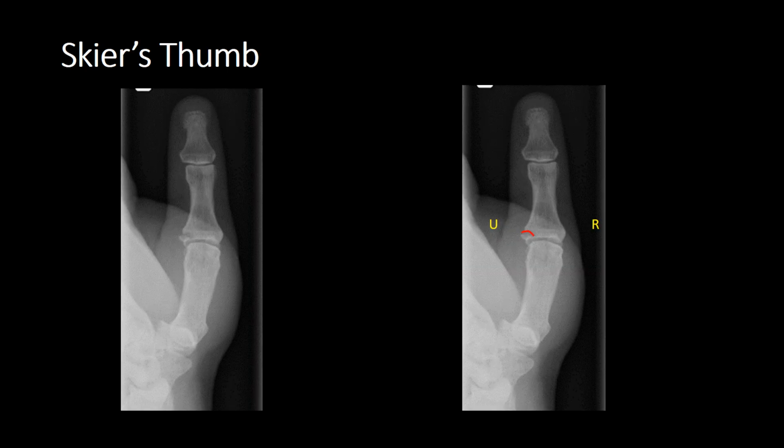Okay, so this is a left thumb. So on the lateral aspect, this is the radial aspect of the thumb, and this is the ulnar aspect of the thumb. So the ulnar collateral ligament inserts into the ulnar corner at the base of the proximal phalanx of the thumb, and what happens is that just the ulnar collateral ligament pulls off that little fracture fragment with the skier's thumb.